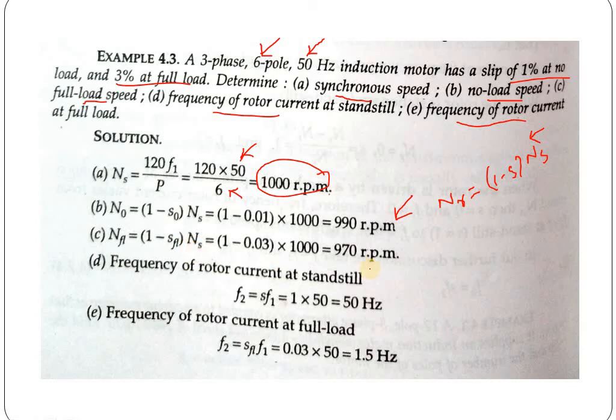Now at full load definitely the slip value will be changed, that is 3%, but the synchronous speed remains the same. Putting this value we get that at full load the speed is 970 RPM. That means we can see that from no load to full load, at no load definitely the speed is higher, because when the load increases the speed will decrease. Next part is frequency of rotor at standstill. We know that at standstill the value of slip is 1. So the rotor frequency will be F2 equals F, that means 50 Hz.